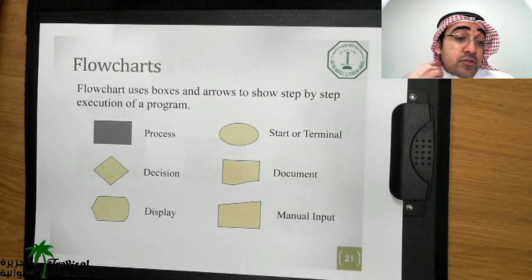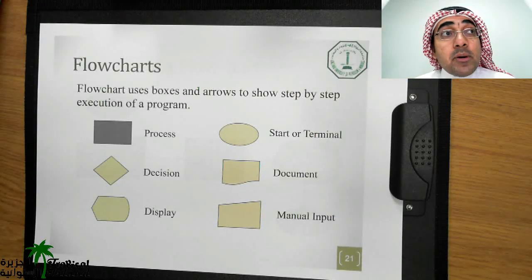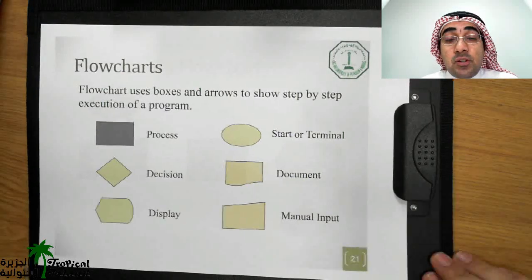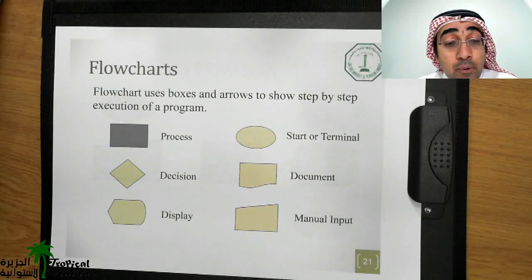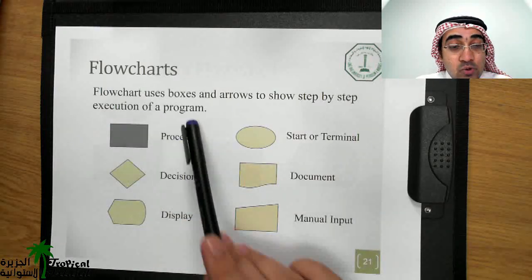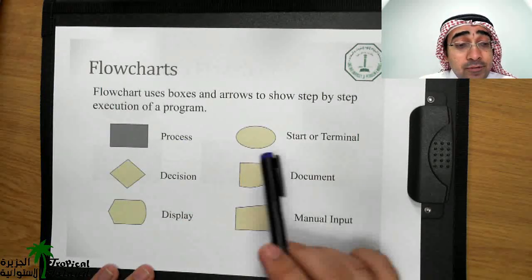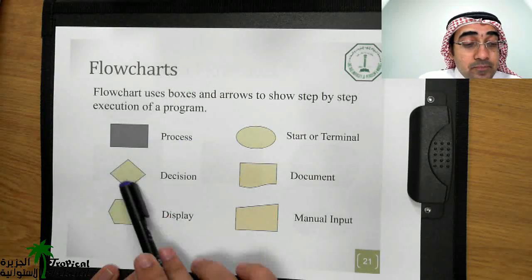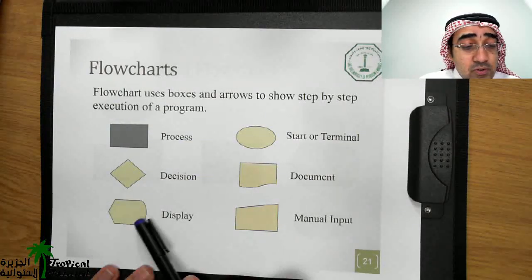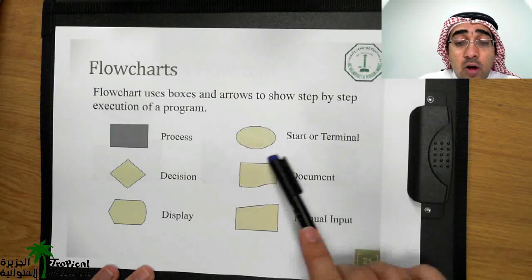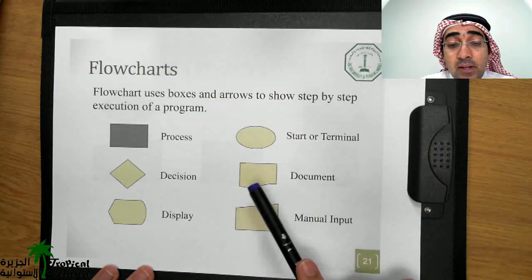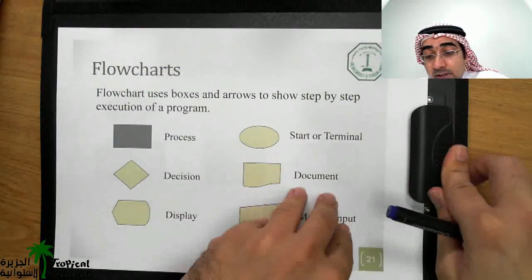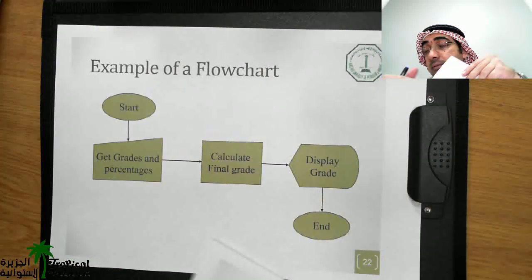Flowcharts. Flowcharts, on the other hand, are a graphical representation, okay? So it is a graphical representation of a process or a step-by-step execution of a program, okay? The flowchart has different shapes. A rectangle shape is for a process. This is for a decision. This shape is for the display. The oval shape is for the start or the terminate. This is for a document, and this is for a manual input, okay? So let's take an example of a flowchart.